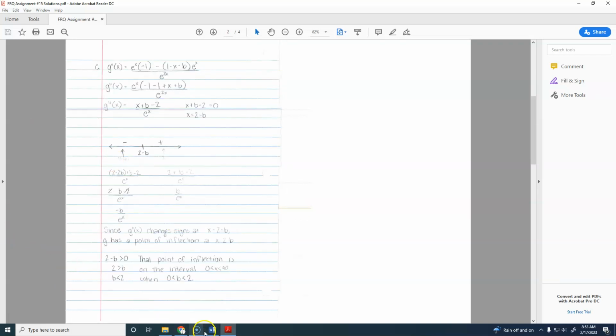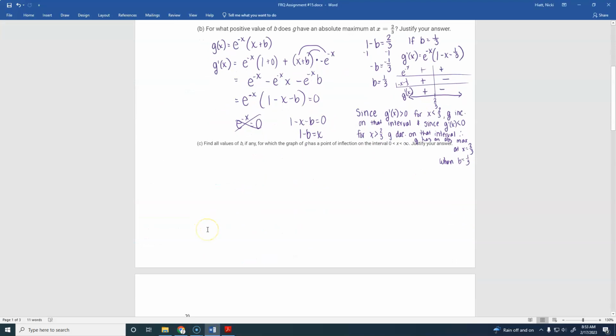Okay. Then for our last part, find all values of b, if any, for which the graph of g has a point of inflection on the interval from 0 to infinity. Justify your answer. So if we're worried about point of inflection, what are we going to have to do? Second derivative.